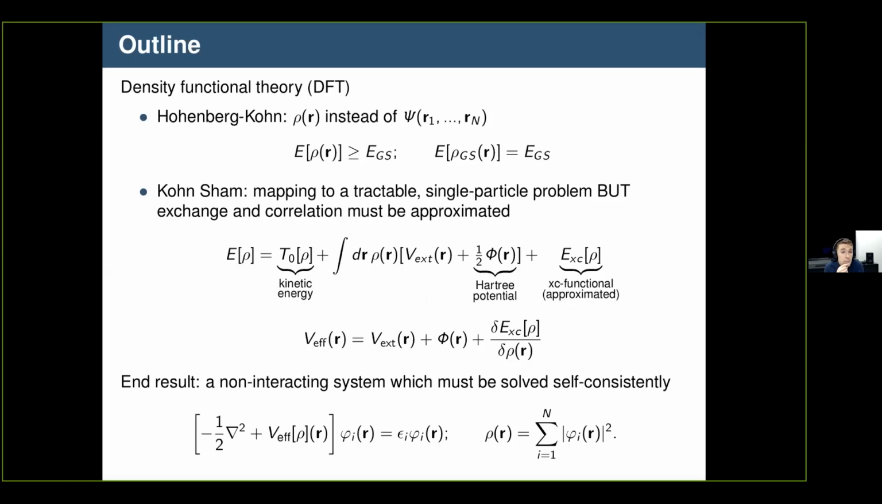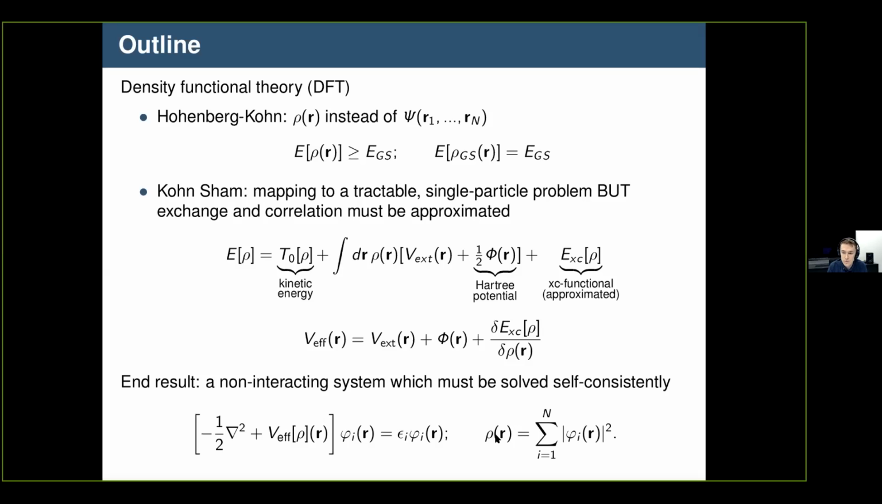The real breakthrough that Kohn and Sham made is that they pointed out that the ground state of this system is exactly the same as the one where you replace all of these last terms with this effective potential, that is simply the external potential, the Hartree potential, plus the functional derivative of this exchange correlation potential. If you replace all of this part on the right with this effective potential, the end result is a non-interacting system, which must be solved self-consistently because now your potential is dependent on the density via this derivative.